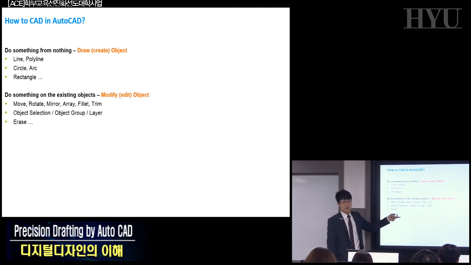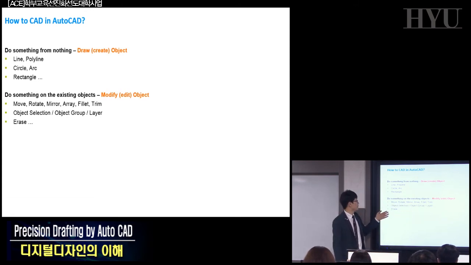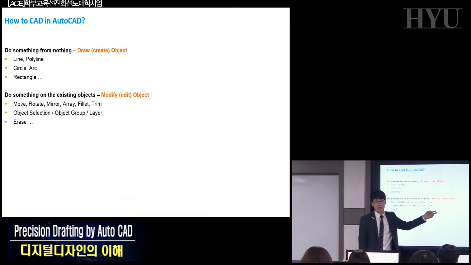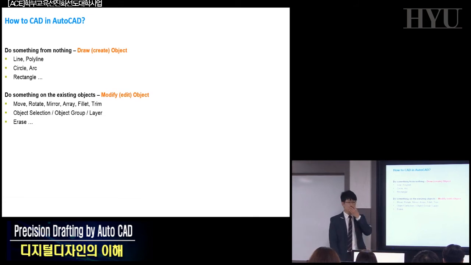And the next one is do something on an existing object, for modifying it. If you draw lines, how to move them, how to rotate them: select, type move, rotate, mirror, array, fillet, trim, and so on. If you want to trim something, just TR, and so on. There are some conventions, some shortcuts, hotkeys. Erase: select, and keystroke E, or type erase.